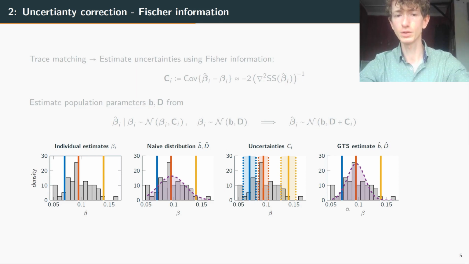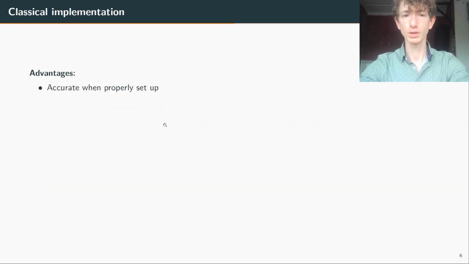This algorithm treats the cell-specific estimates as latent variables and can be initialized from the first stage estimates in the naive distribution approximation. So let's summarize some key features of the GTS method. First of all, when properly initialized, it can produce very reliable results.